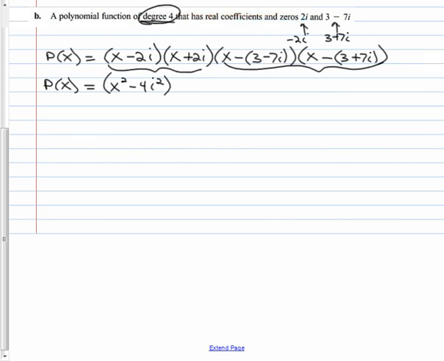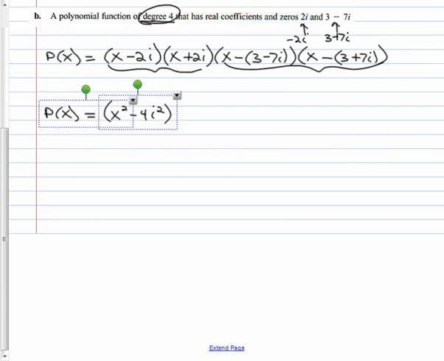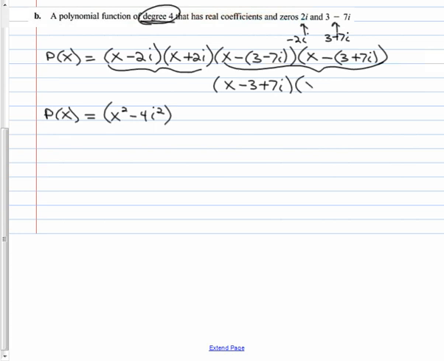We'll come back and take care of that. Now I am first going to distribute my negative here: x minus 3 plus 7i. That's what this looks like: x minus 3 minus 7i. I'm just distributing the negative. Now when I multiply here, I can't use FOIL. I take the x and I distribute. Take the negative 3 and I distribute. I take the 7i and I distribute.